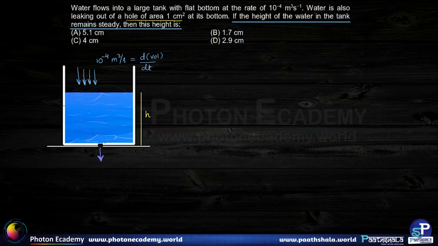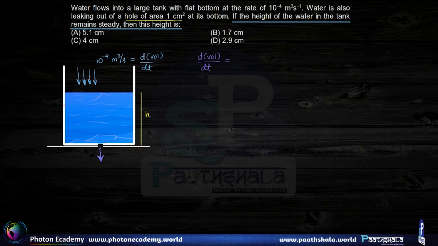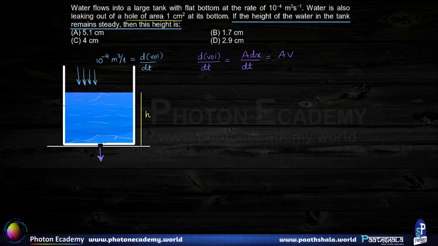We understand that d volume by dt is nothing but volume, which can be written as area into dx by dt. So area into dx by dt is nothing but area into velocity. So we know already from the continuity equation that d volume by dt is nothing but area into velocity. So for the bottommost point, we already have the area and we would like to find out the velocity.